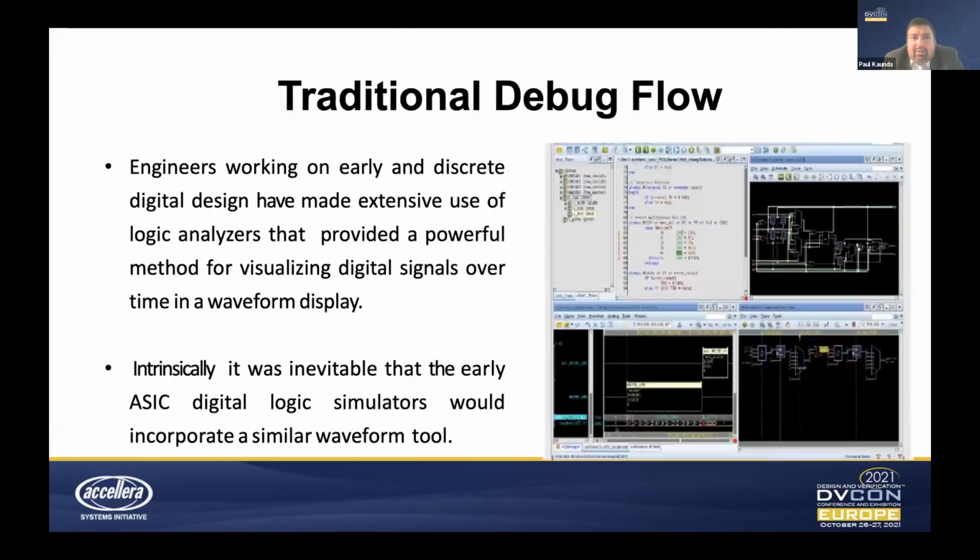So what is a traditional debug flow? I've taken an example, and we all go through the waveform viewers, different waveform viewers, different ways of debugging, visualizing the digital signals. So this is a traditional debug flow.